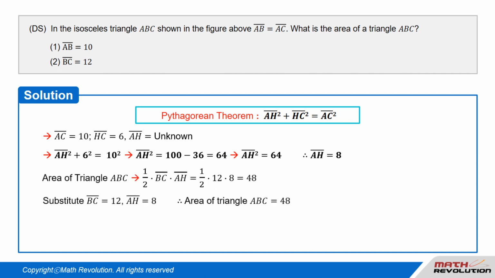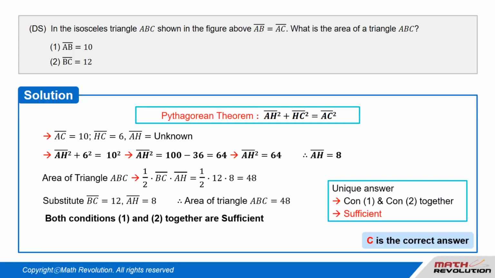We can find the area of the triangle by the formula 1 over 2 times base times height. On substituting the values, we get 1 over 2 times line segment BC times line segment AH, which equals 1 over 2 times 12 times 8, which equals 48. The answer is unique, so the conditions combined are sufficient. Good. The answer is C, because there are 3 variables and 3 equations. Don't forget that there is only one answer. Both conditions 1 and 2 together are sufficient, so C is the correct answer.